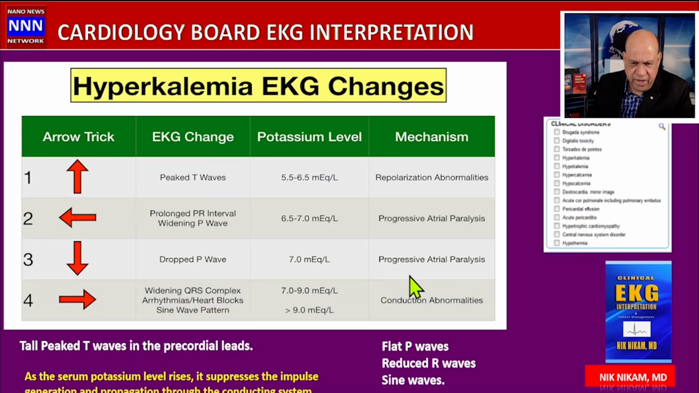Here is a little table that is kind of summarizing what I have said. If the potassium level is 5.5 to 6.5, we see peaked T waves, repolarization abnormalities, and then we get a prolonged PR interval, widening of the P wave. If the potassium level is 6.5 to 7.0, then we have dropped P waves, and when it gets higher, you get a wide QRS complex, the sine wave which I just showed to you.